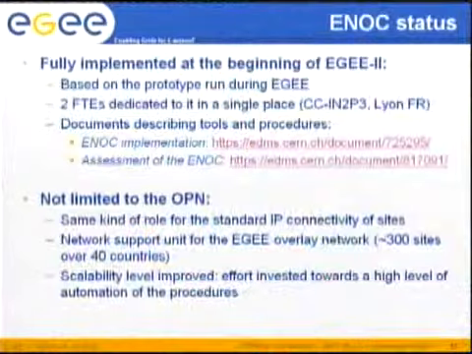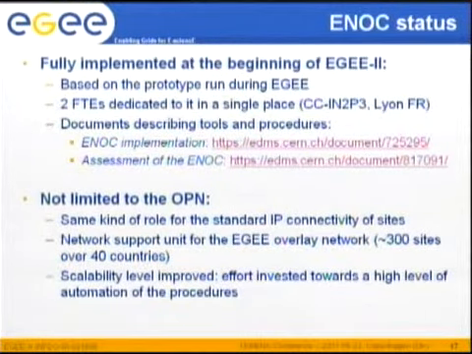This is two full-time equivalents, so not only for LCG, not only for the monitoring of this particular network, we are doing many other things, and if you are interested, I just cite there two important documents describing what we are doing exactly for the ENOC. So we are basically doing the same kind of things, but for the whole IP connectivity of the sites. So we are the network support unit for the EG overlay network, so this is about 300 sites over 40 countries. So we are doing quite a bit of work with only these two full-time equivalents.